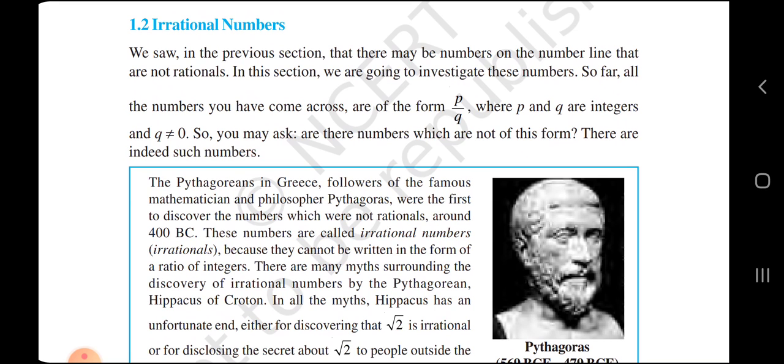What was the definition of a rational number? We can write the number in the form of p by q, where p and q are integers and q is not equal to 0. For irrational, we cannot write the number in the form of p by q, where p and q are integers and q is not equal to 0.